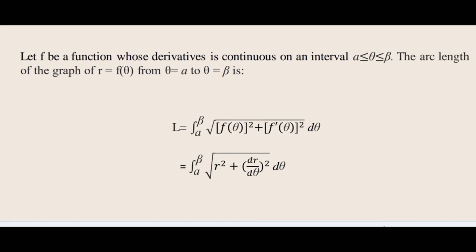We can simplify that to arc length is equal to the integral from alpha to beta of the square root of r squared plus dr over d theta squared d theta. So we will use this simplified formula to find the arc length of a polar curve. Let's now proceed with the first example.